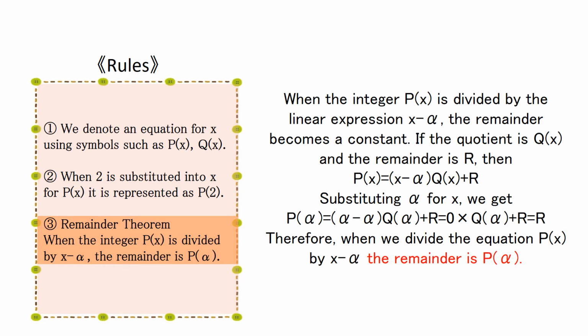With these two rules in mind, I will introduce the remainder theorem. The remainder theorem states that when you divide an equation p of x by x minus a, the remainder is p of a. The way to derive this theorem is as shown on the right of the screen.